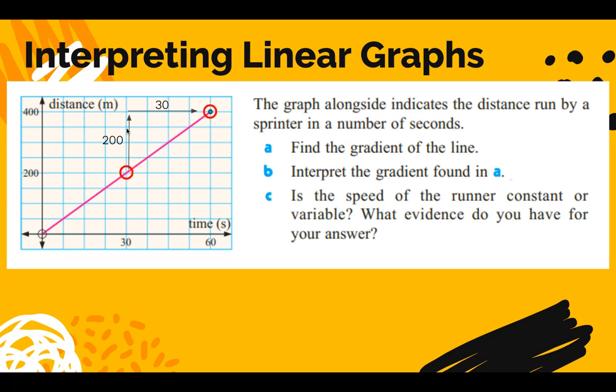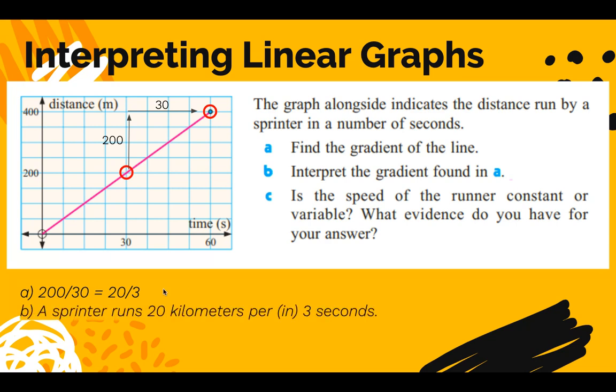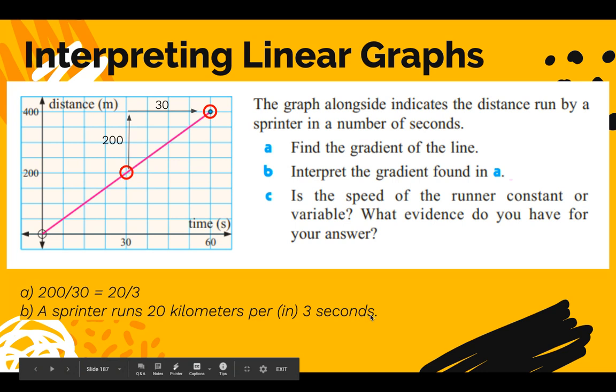So I'm going to increase 200 units, and then I'm going to move to the right 30 units. To go from 30 to 60 is an increase of 30. So my gradient, or my slope, is a rise of 200, a run of 30. So it is 200 over 30, which I can simplify to 20 over 3. So a slope or gradient of 20 over 3. What that means is that the sprinter runs 20 kilometers per, or in, 3 seconds.